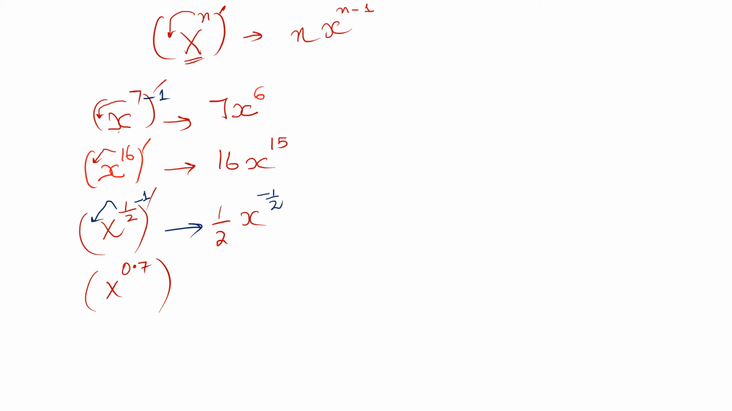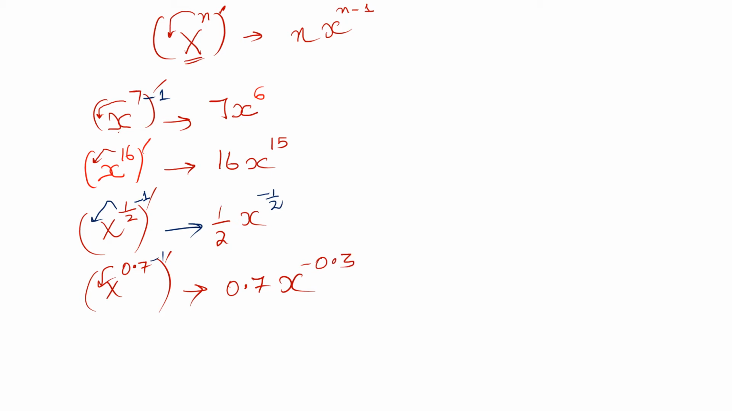So what you will do, you bring this 0.7 in the shoulder, then you write the x as it is, and then from the 0.7 we always subtract 1, because in the formula it is said to subtract only 1. So the answer is negative 0.3.